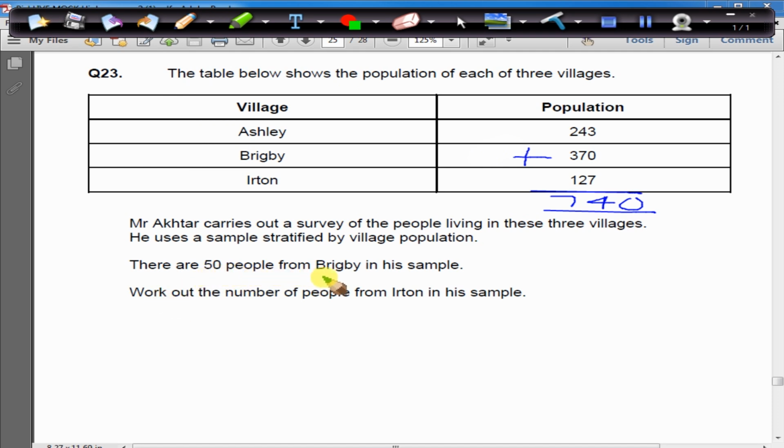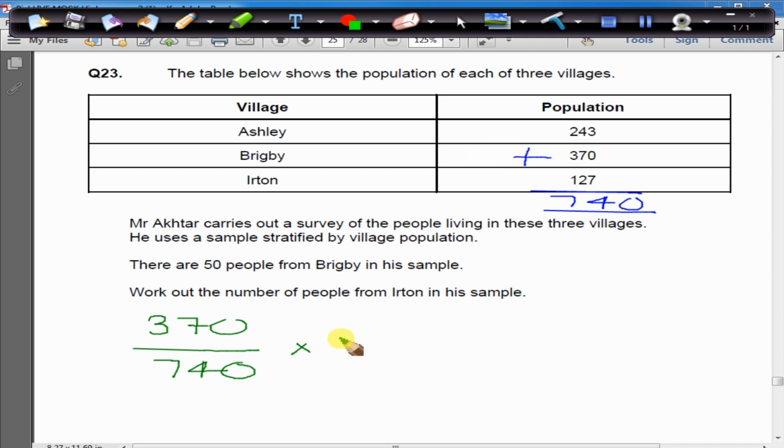Now, it said there are 50 people from Brigby in his sample. So what we're saying here is this 370 divided by the total population. Smir, you got this calculation right? What's your answer then, Smir? Answer's 25. That's not right. So pay attention. 370 divided by 240.